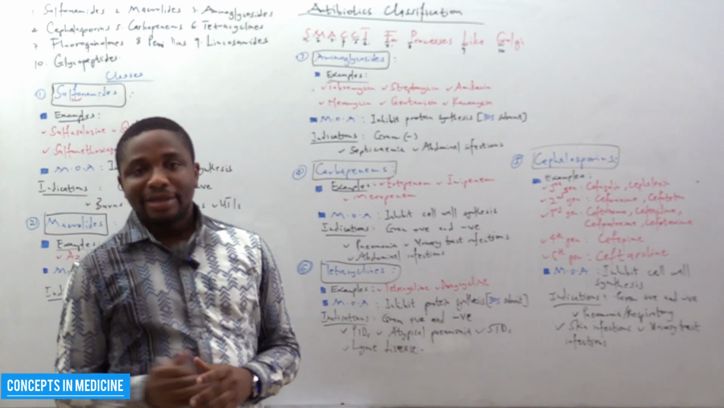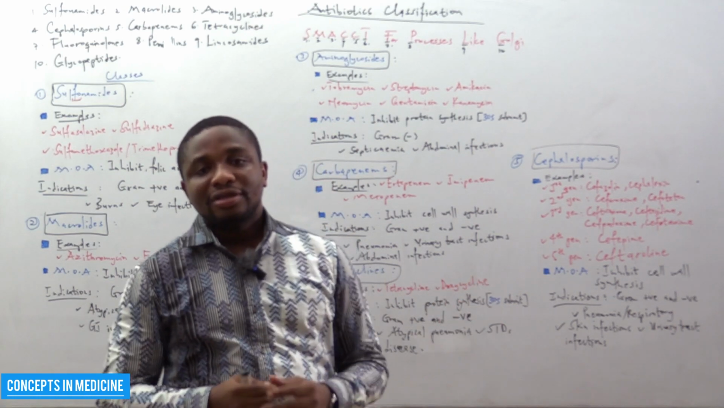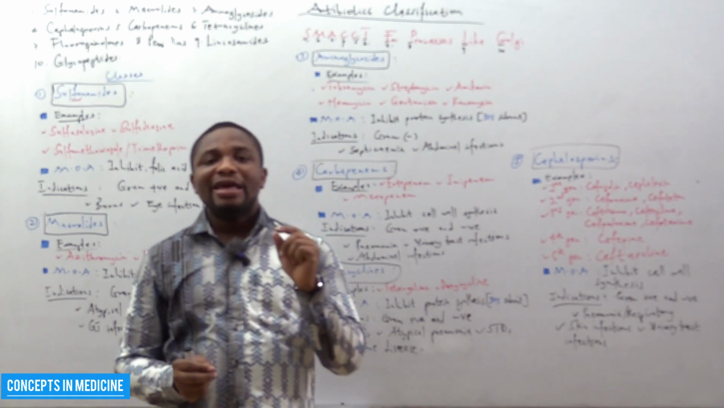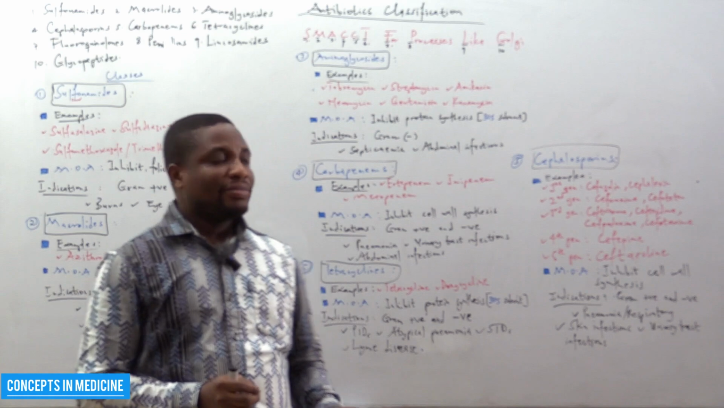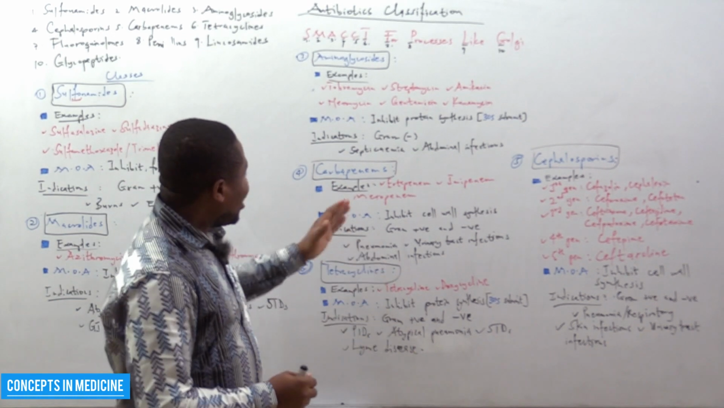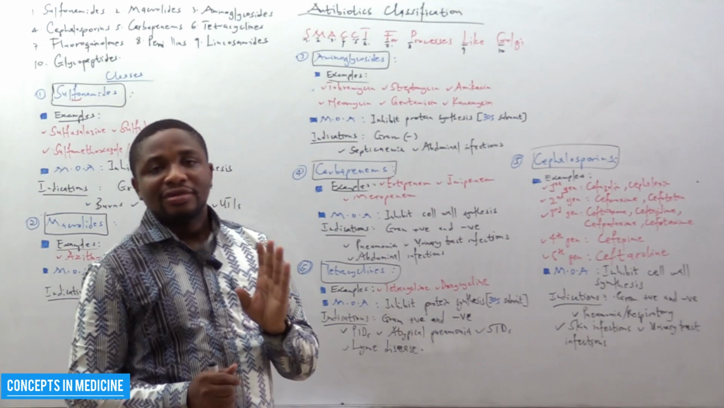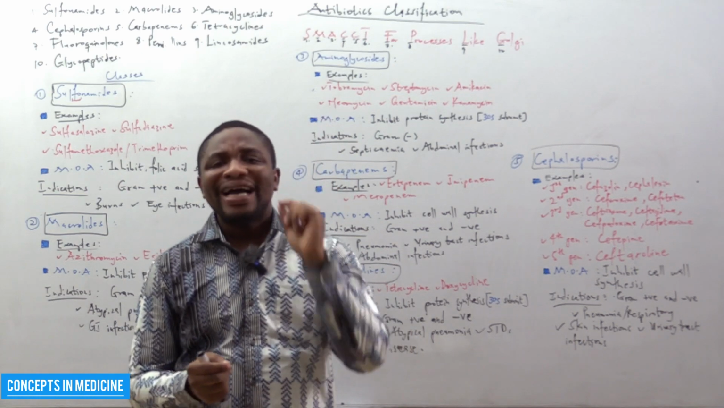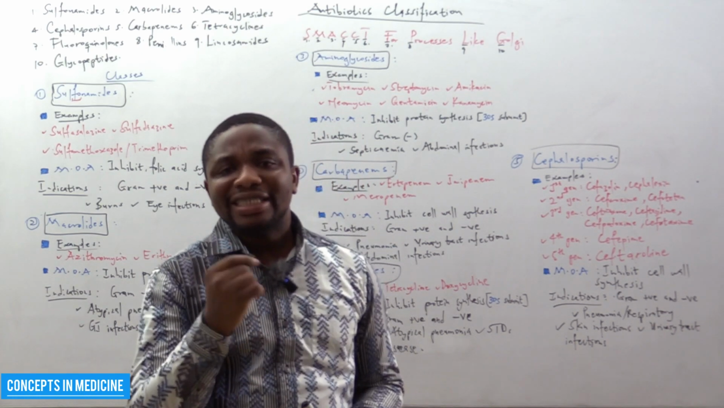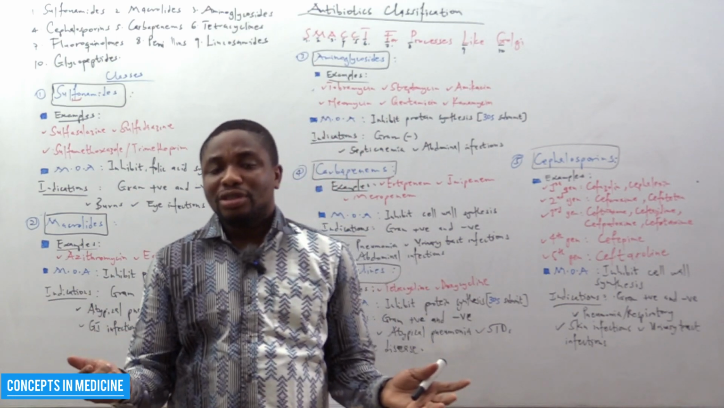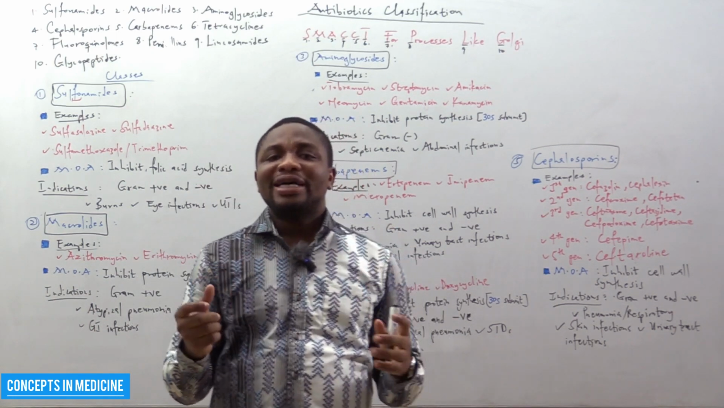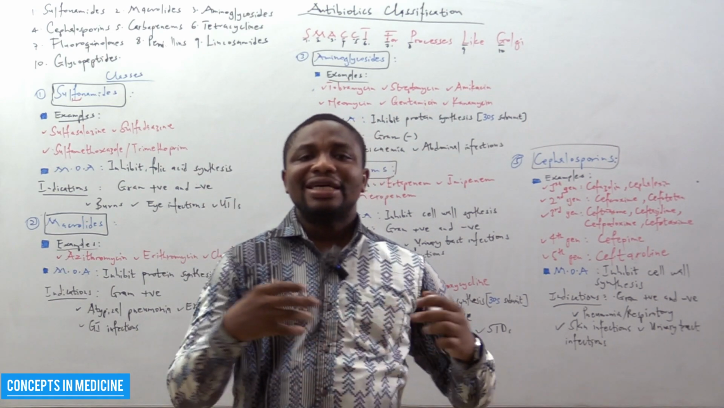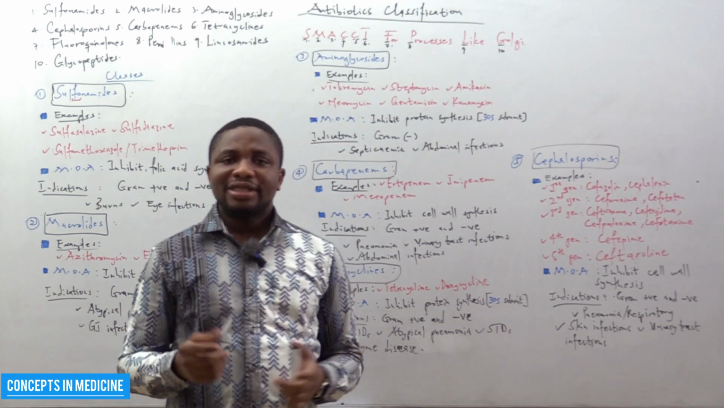The next class is the carbapenems. For the carbapenems, the examples, they will end with what? Enems. For the carbapenems, we can think of imipenem, meropenem, and ertapenem. Now, their mechanism of action is simply they inhibit cell wall synthesis by binding to the penicillin binding protein. And what does the penicillin binding protein do? They polymerize and modify the peptidoglycan in the cell wall. I hope that makes sense to you.